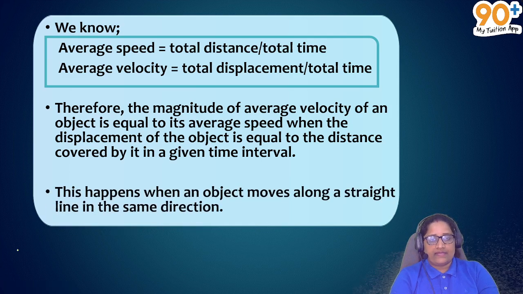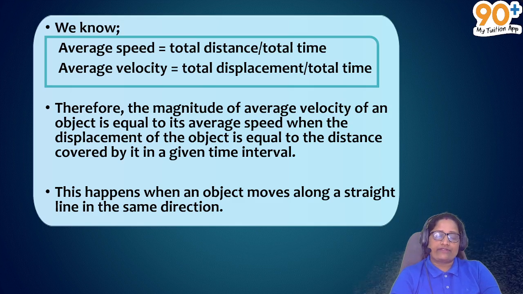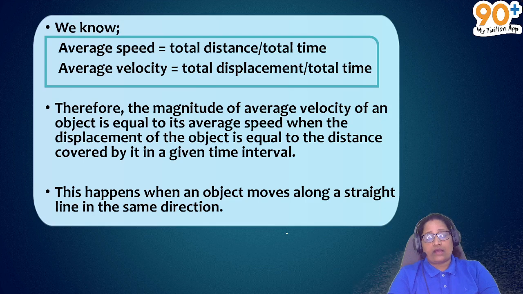This happens when an object moves along a straight line in the same direction. So then only we have distance and displacement be equal. Otherwise, it will be 0 if an object is coming back. Same direction means both are moving in the same direction.